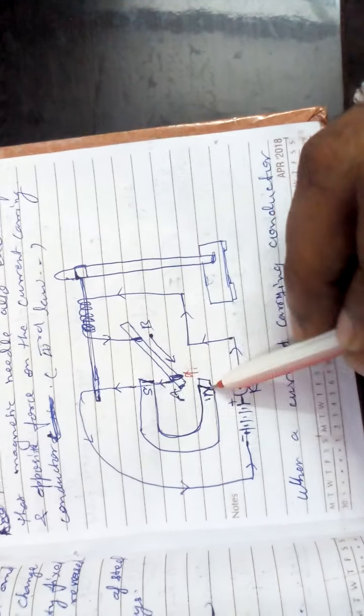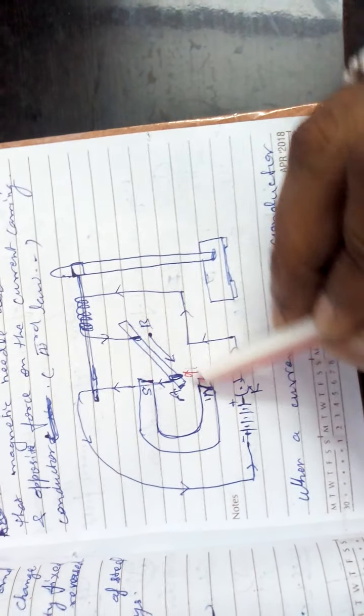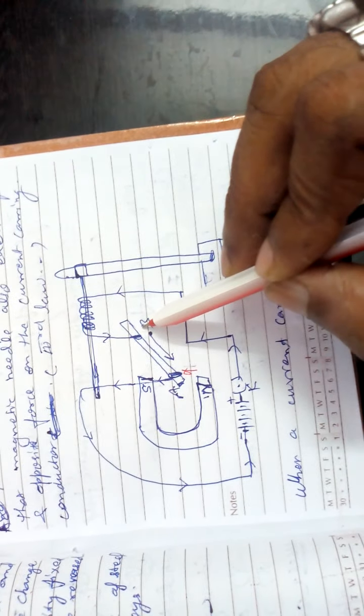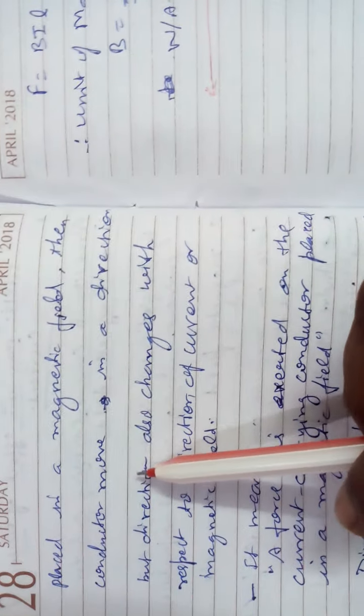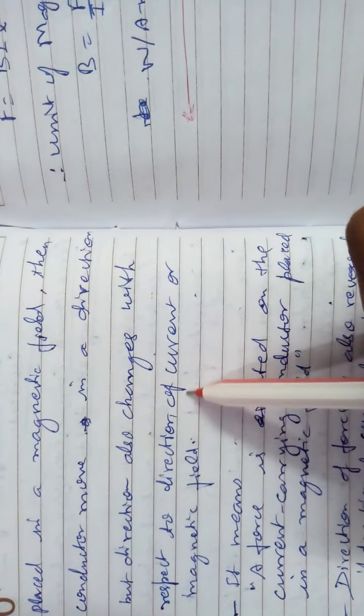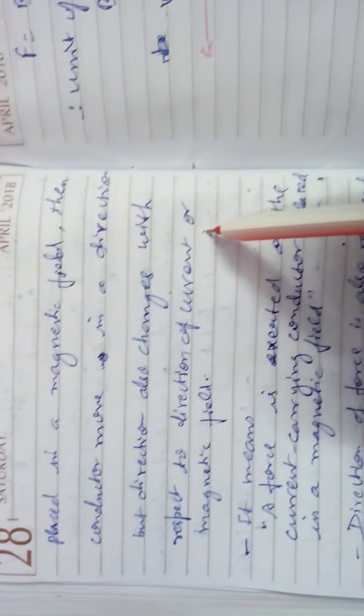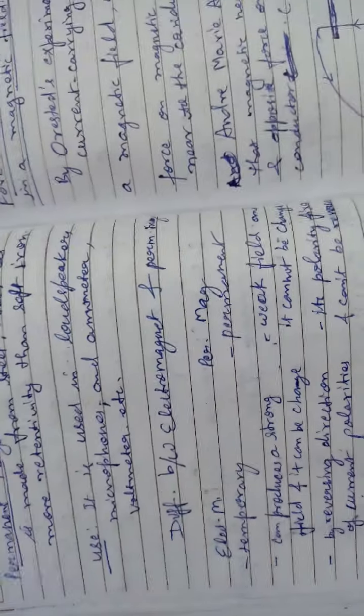So the direction of the magnetic field is from north to south, and the electromagnet is also creating a magnetic field. When a current carrying conductor is placed here in the magnetic field, the conductor moves in a direction, but that direction also changes with respect to the direction of the current.